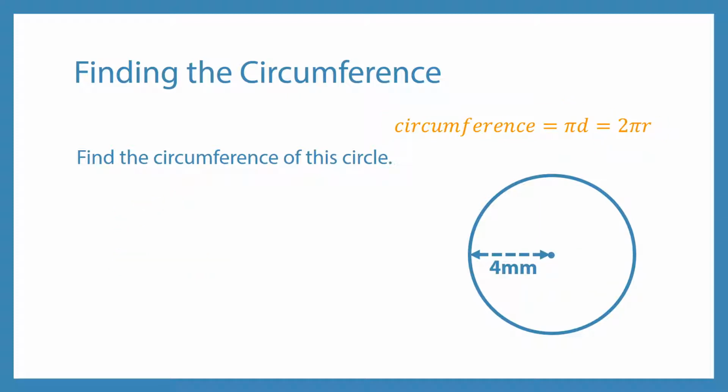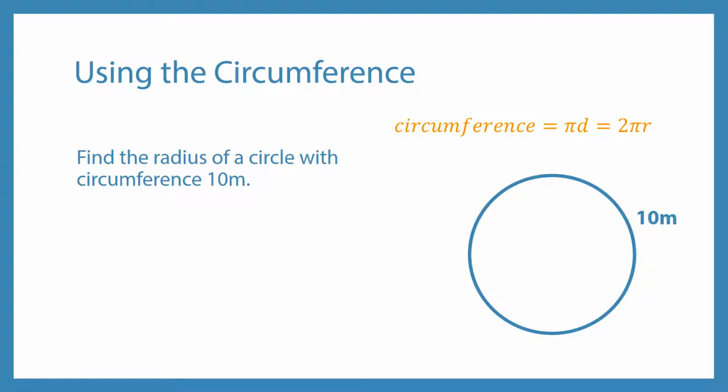Okay, so this time we've been given a radius, not a diameter. So we're going to use the second one. So circumference is going to be equal to 2 pi r. Circumference is then going to equal 2 pi, and our radius is 4 centimeters, so we're going to times it by 4. Now 2 times 4 is 8, lots of pi. And again, remember your unit of measurement. So it's 8 pi millimeters.